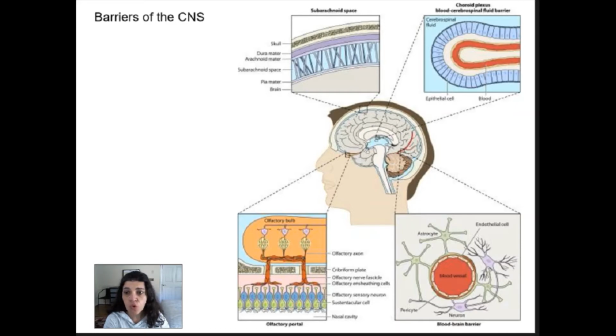This choroid plexus is made of capillaries and epithelial cells. Remember the ependymal cells that line the interior of these ventricles? So blood is pushed through the capillary and filters through here as cerebrospinal fluid. So cerebrospinal fluid is part of the blood, as we learned in A&P.